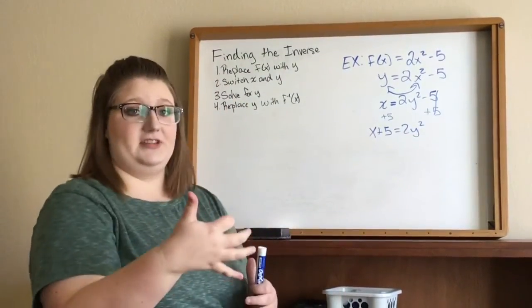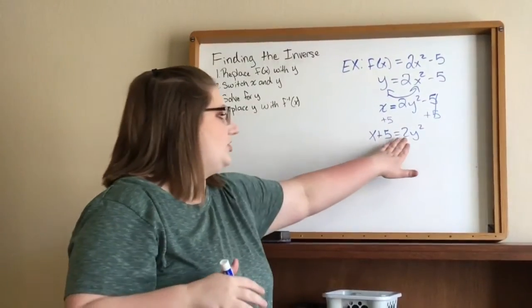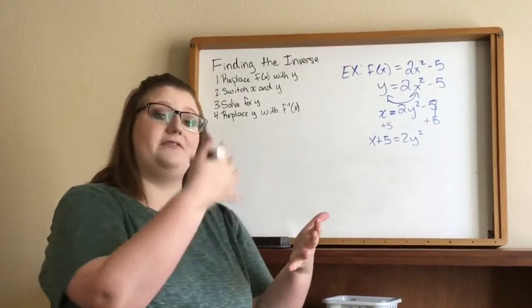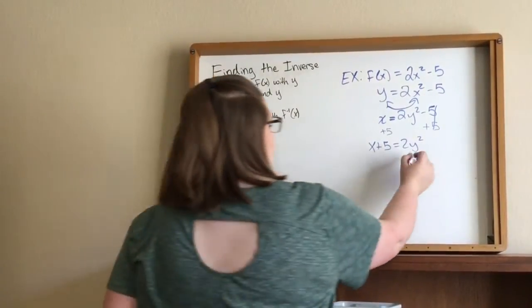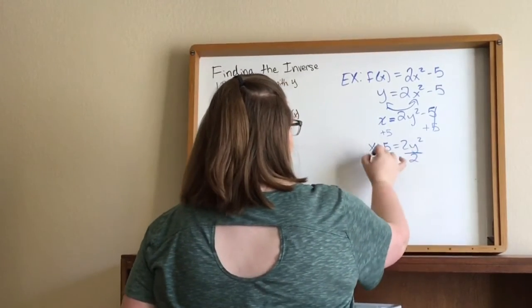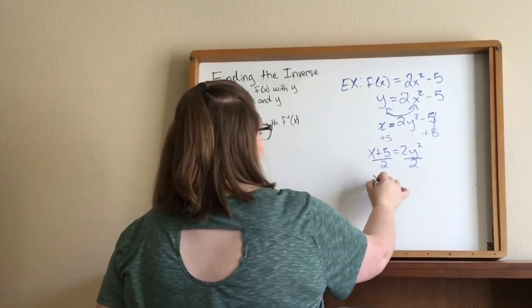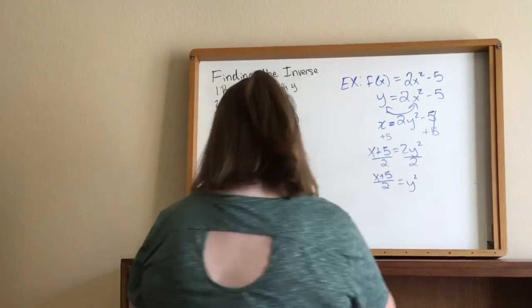So after addition and subtraction, we take care of multiplication and division. So we've got 2y squared. We want to get y by itself, so we need to get rid of this 2 that's in front of y squared. So to get rid of 2 times y squared, we divide both sides by 2. And that gives us x plus 5 over 2 equals y squared.